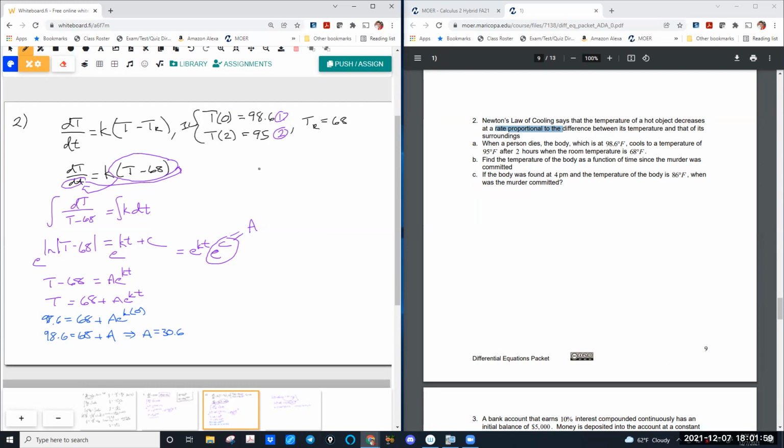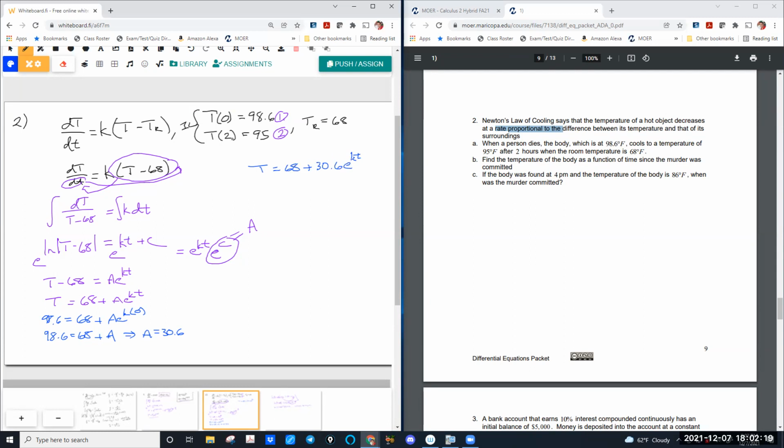So now here's where we are at after that blue step. We have 68 plus 30.6 e to the kt. We're fine with little t being in there. That's our variable. It's this k we have to find, but it's our only unknown now.